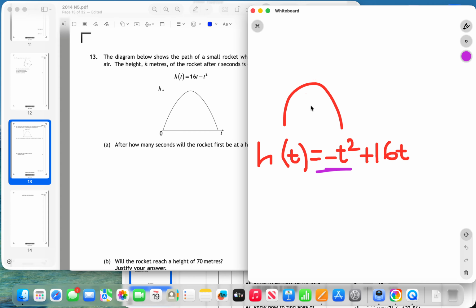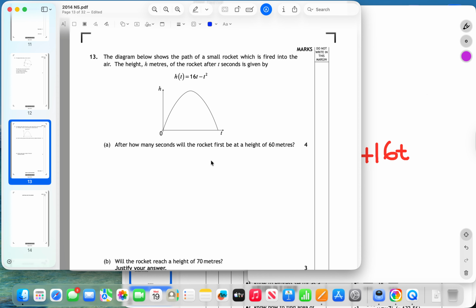Now, suppose the equation was t squared plus 16t, not minus t squared. That would be a happy face, and it would have a minimum turning point. The best way to think about it is positive coefficient is smiley face. So positive is smiley, negative is sad.